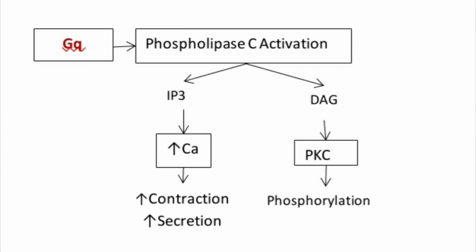Activation of GQ protein stimulates the IP3-DAG pathway. This catalyzes the formation of IP3 and DAG. IP3 acts to increase free cytosolic calcium by increasing the release of calcium from intracellular compartments, and increasing free calcium initiates many events including contraction and secretion. DAG activates protein kinase C which controls many cellular functions by phosphorylating a variety of proteins.